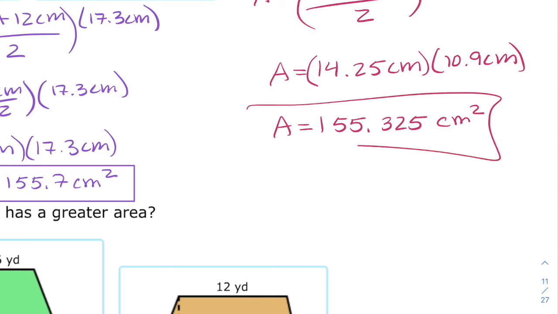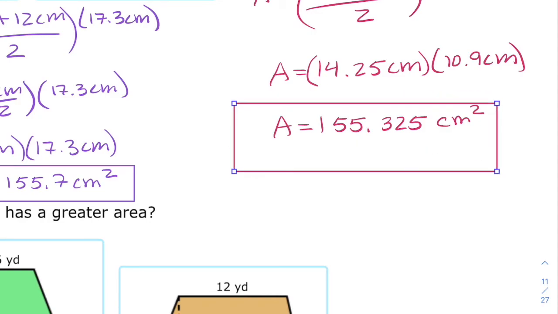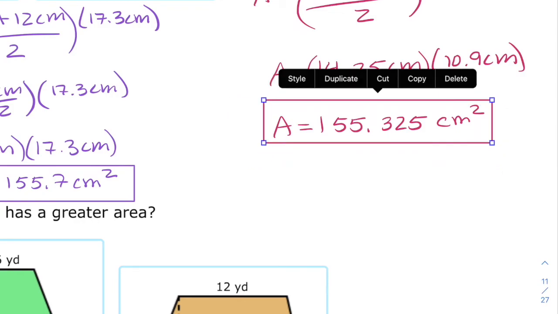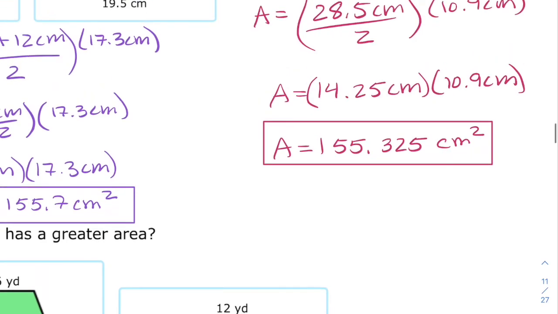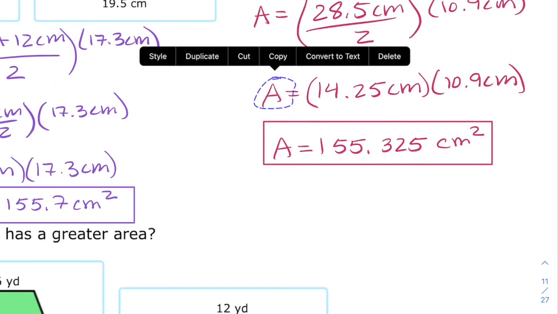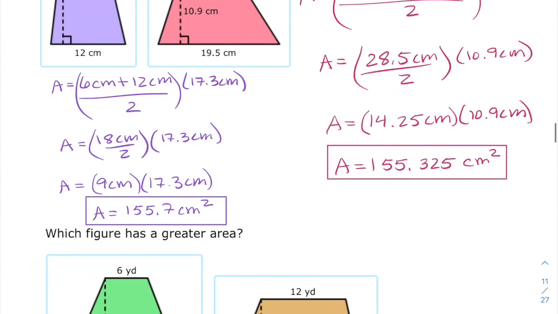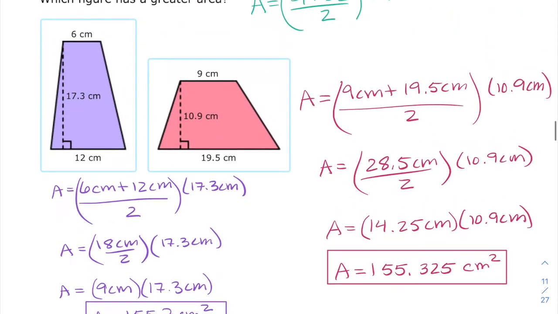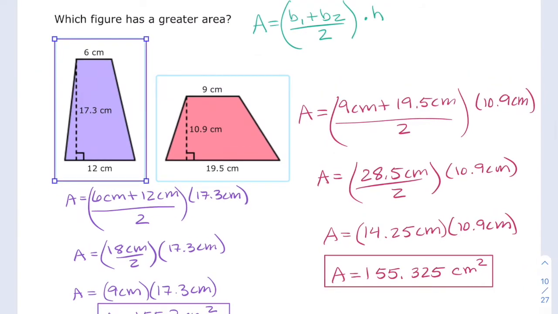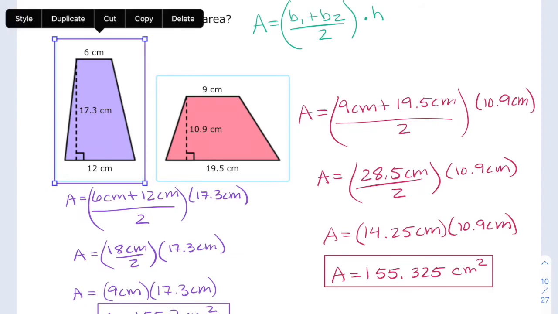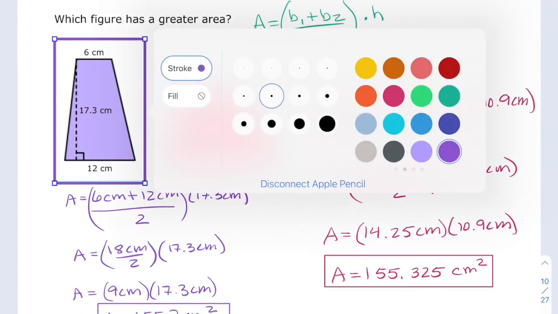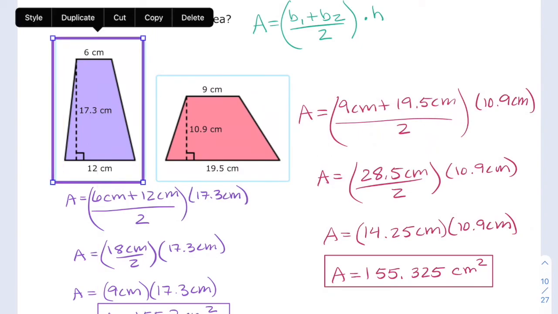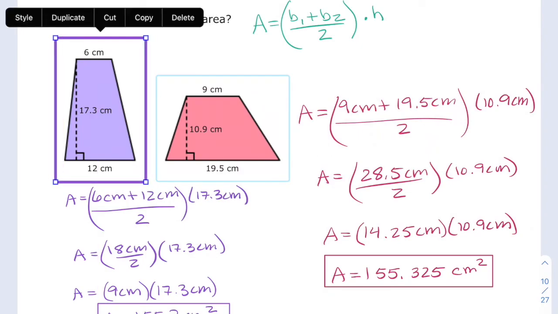Those are very close, but one of them does have a greater area. And that is the one in purple by a very slight margin. Okay, so we can't assume. We have to do out all the work, and the work tells us that that is the one with the greatest area. Okay.